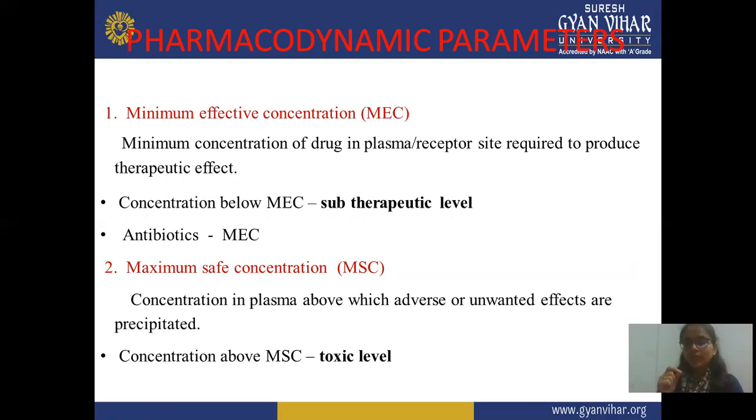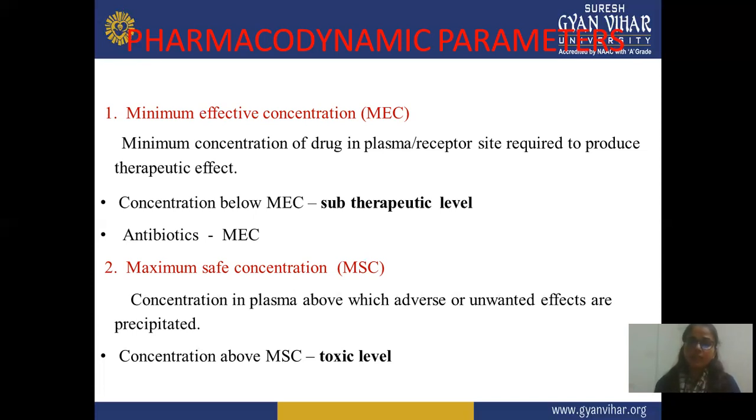So this is the minimum concentration, or starting point, at which the drug starts showing effect in your plasma or at the receptor at a particular site. The concentration below the MEC is known as the subtherapeutic level, meaning below this MEC there is one more level, and this level is known as the subtherapeutic level. This example is an antibiotic type of drug.